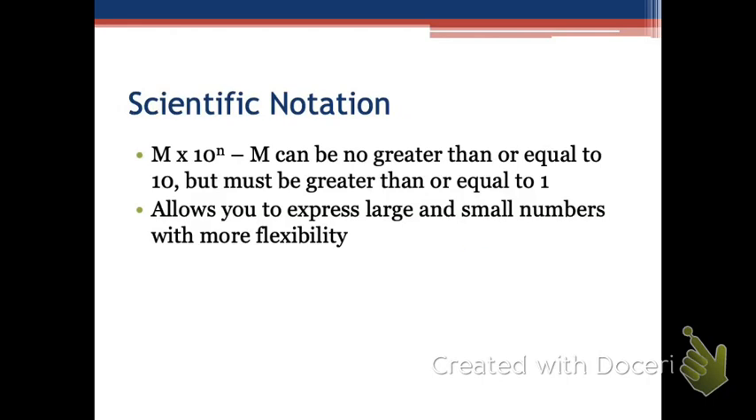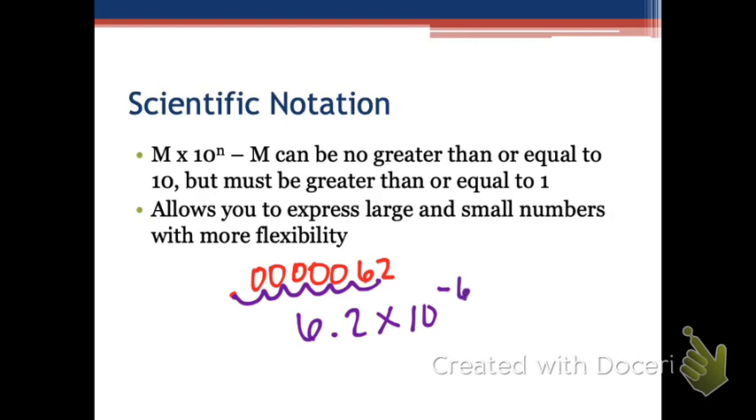The same would be true for smaller numbers. This value is less than 1, which means my exponent's probably going to be negative. So I have to move. What two digits does my decimal place need to be between? It needs to be between the 6 and the 2 because that puts my number between 1 and 10. So 1, 2, 3, 4, 5, 6 places. So 6.2 times 10 to the negative 6. Because my original number is less than 1.